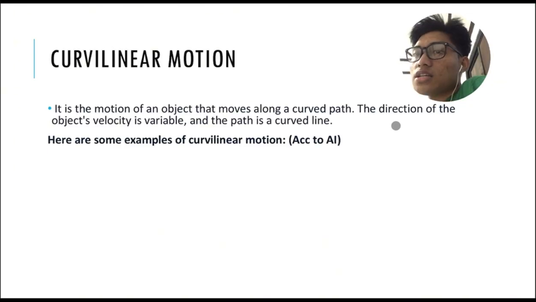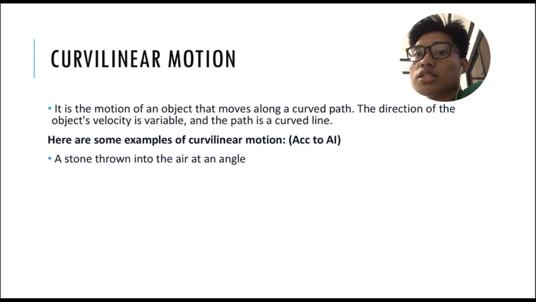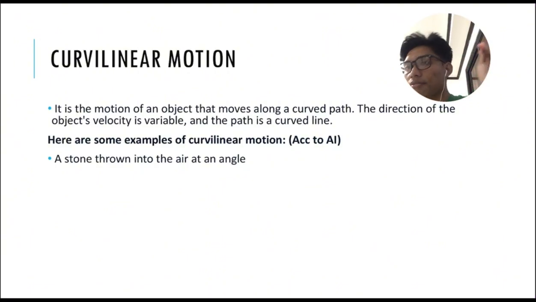Okay. So, here are some examples or applications of curvilinear motion according to AI, or artificial intelligence, according to Google. First is the way we throw a stone into the air at an angle. Halimbawa, even a ball pen, if I throw this one, di ba magkakaroon ka ng curve? So, anong tawag doon? Apply siya sa curvilinear, pero meron pa mas specified para doon.